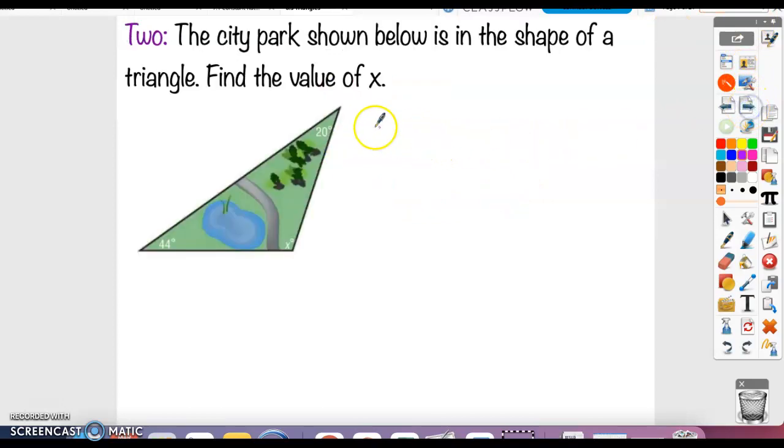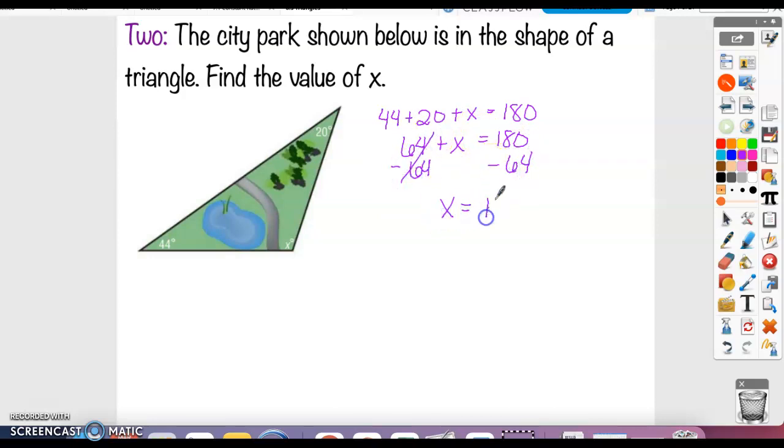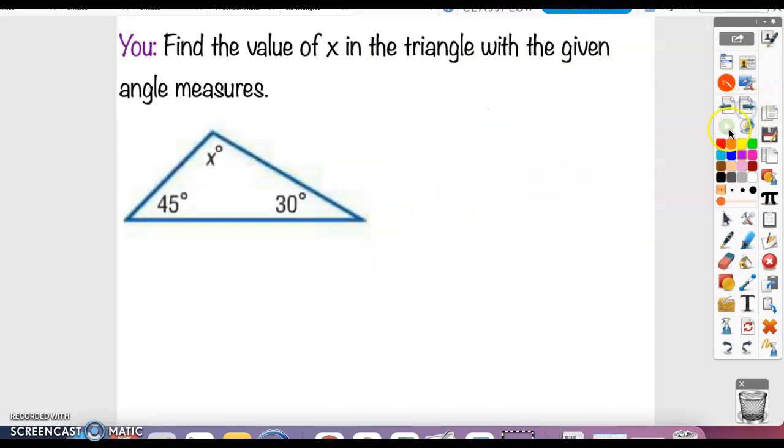All right. Next one, we have a city park. It's in the shape of a triangle. We have angle X. We have 44 and 20, so I have 44 plus 20 plus angle X, and all 3 of those are going to equal 180. Combine your like terms, so we had 44 and 20, which would be 64, plus angle X equals 180. Subtract 64 from both sides, and angle X is equal to 116 degrees. And you can kind of see down here how that looks like a bigger angle, greater than 90. Obtuse is the word.